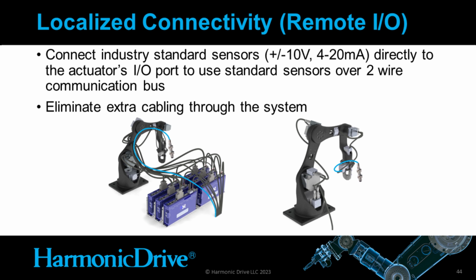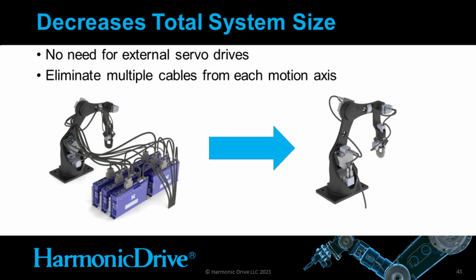On the left, we have that conventional servo system where a sensor has been added onto the end effector and has to be routed all the way through the system back to the controller. On the right side, we have the integrated equivalent system, and this has a sensor that is plugged directly into the closest axis. This saves on your cabling.